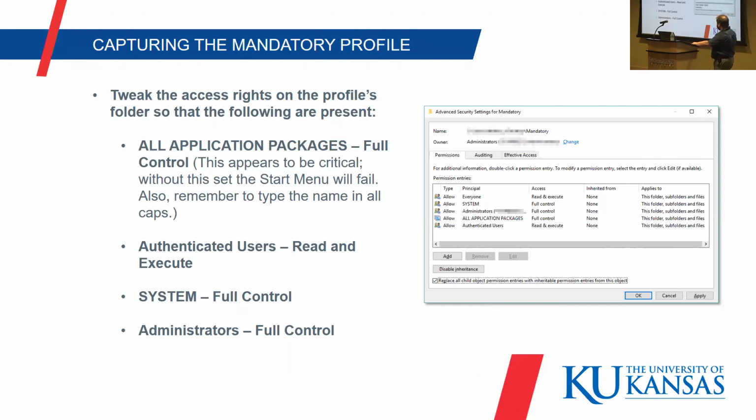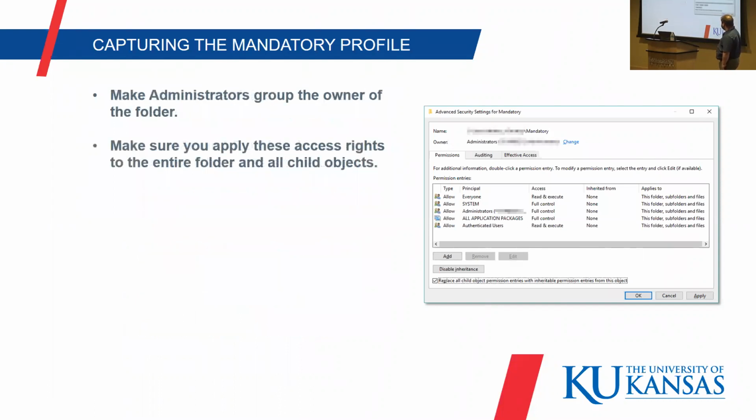You need to make sure that you add all application packages with full control. This part's actually critical. If you don't add this, your start menu will again be broken. You also need to add authenticated users with read and execute rights, system with full control, and administrators with full control. You then need to make administrators the owner of the group, and make sure you apply these access rights to the entire folder and all of its child objects.